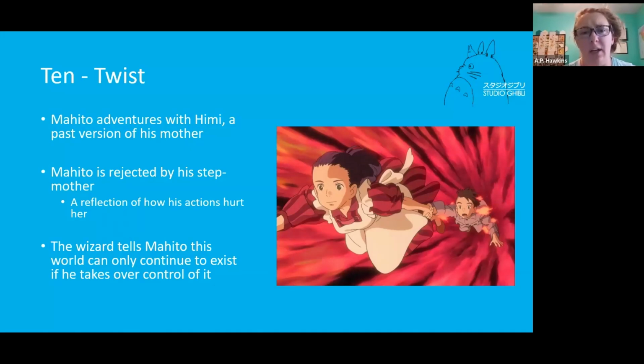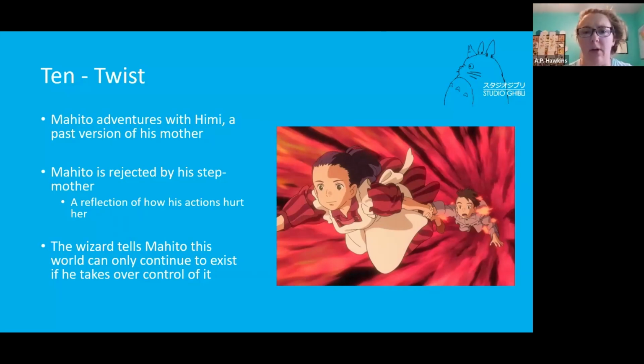And in the tower, Mahito is rejected by his stepmother. He finds her and he tries to bring her back to their house, but she refuses to go with him. And this is a reflection of how his earlier actions hurt her. So he's having his actions earlier in the story be turned back on him when she rejects him.